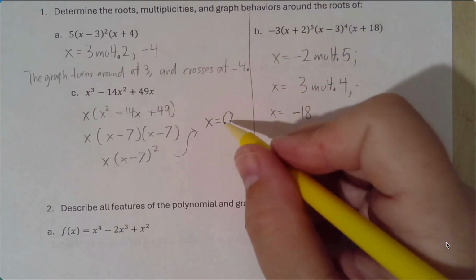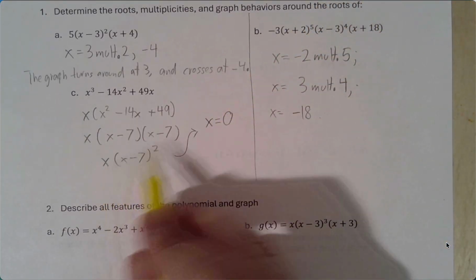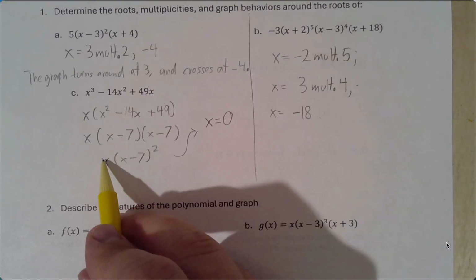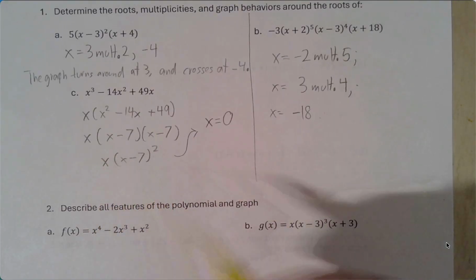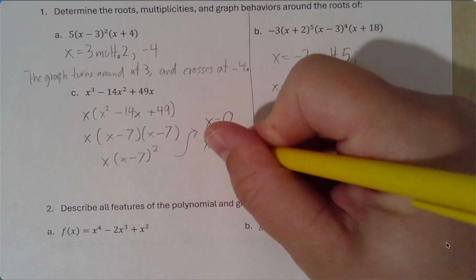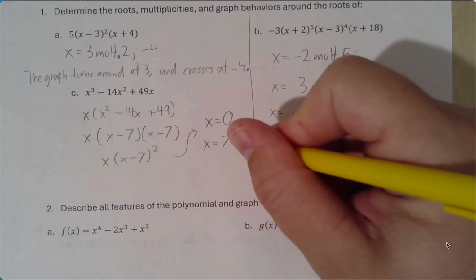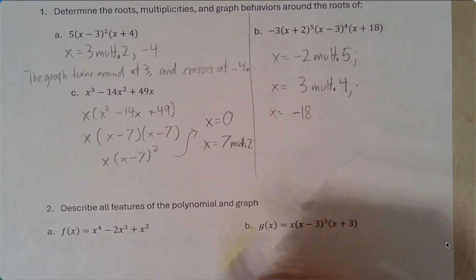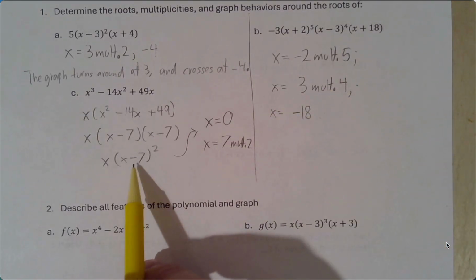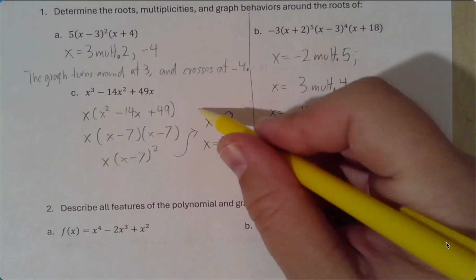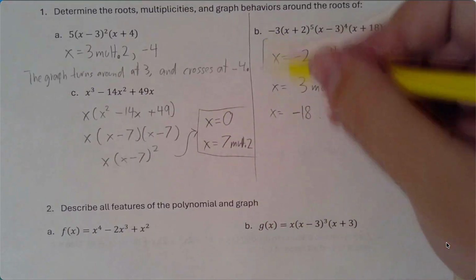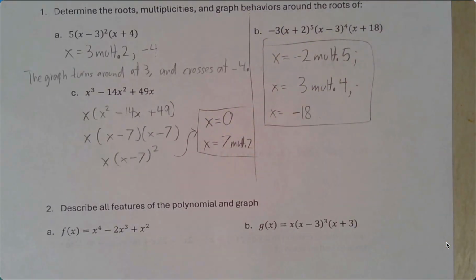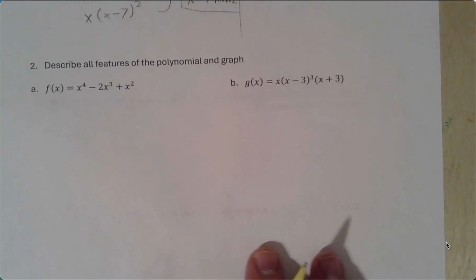My x-intercepts are 0 with a multiplicity of 1, because plugging in 0 to just a simple x with nothing else would make the whole thing 0. My other root would be 7, because it's the opposite sign, and it would be, whoops, multiplicity 2, which means it would turn around at 7. All right. That does it for those questions.